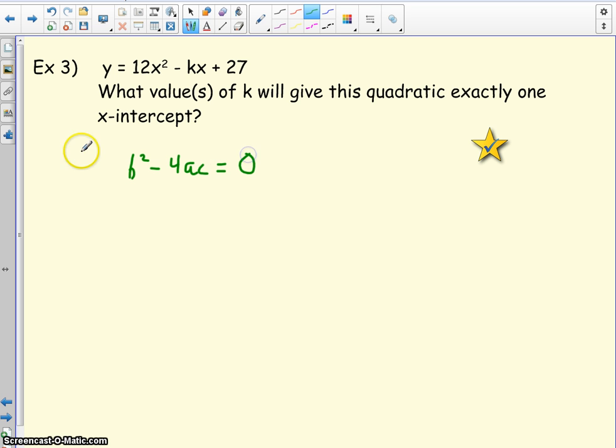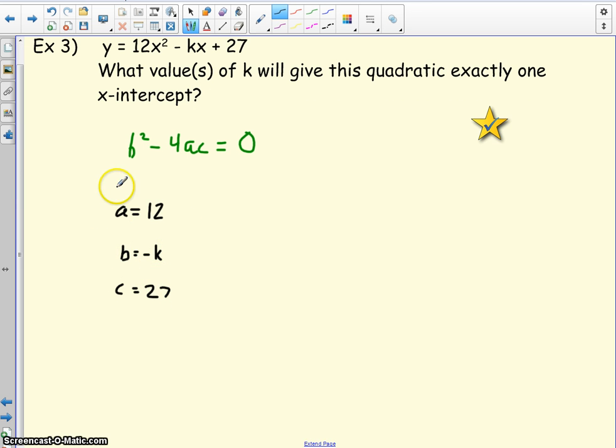Okay, so that's what we're looking for here. We need the discriminant of this equation to be equal to 0. So in the equation that we have right here, a is equal to 12. B is actually going to be equal to negative k. Okay, and C is going to be equal to 27. Now it seems weird to have a b value be a variable like we have here, but again, that's what we're looking for here, is this k value. So the coefficient of x is going to be our b value. So let's try and figure that out.